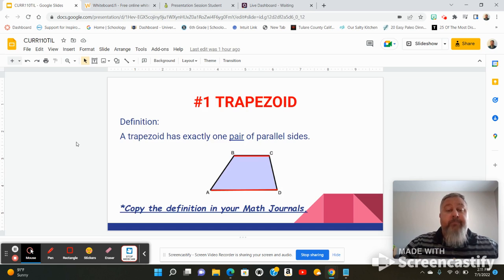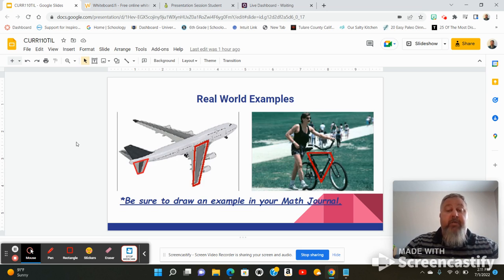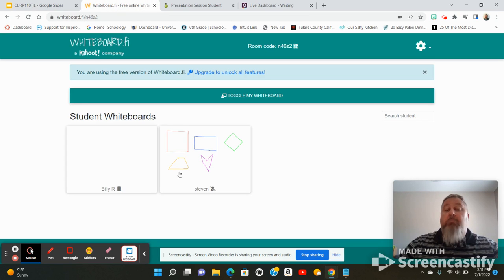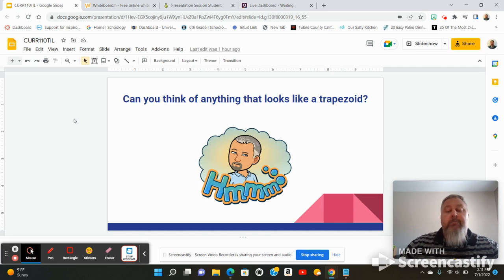Here we go. The first one is a trapezoid. I'll go over the definition, explain it. They should write the definition down into their journals. I will show them some real-world examples of trapezoids, and then I will ask if they can think of any of their own. After that, I will have them go to the whiteboard, and I might ask them to draw an orange trapezoid. And I can see in real time if they're doing it or not.